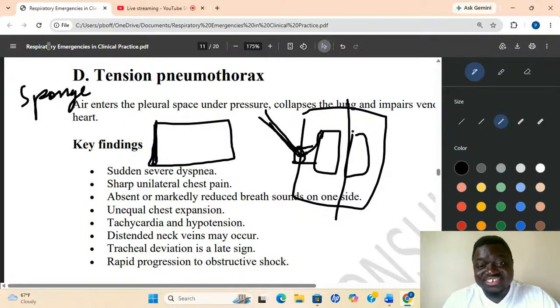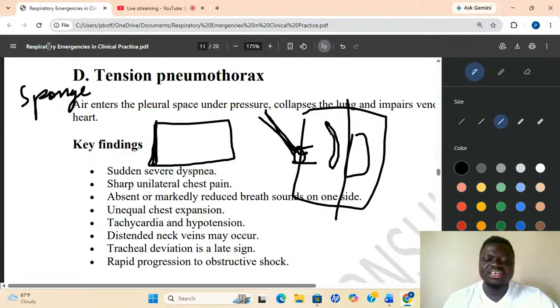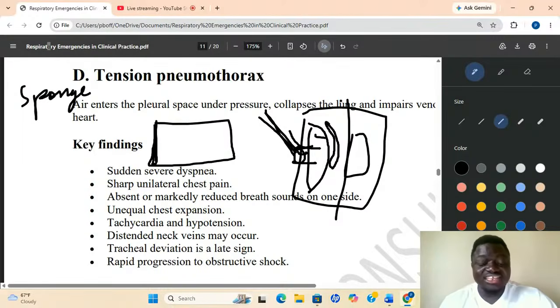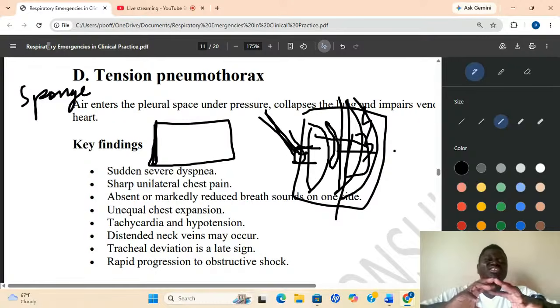Can this foam mattress withstand this pressure? No, it will collapse. Collapsing means it will become smaller like this. You see your lung becoming like this. Then here is a lot of pressure air. Sometimes the pressure coming into the lungs is so severe that it is pushing the trachea away, causing a tracheal or mediastinal shift, causing a lot of pressure.